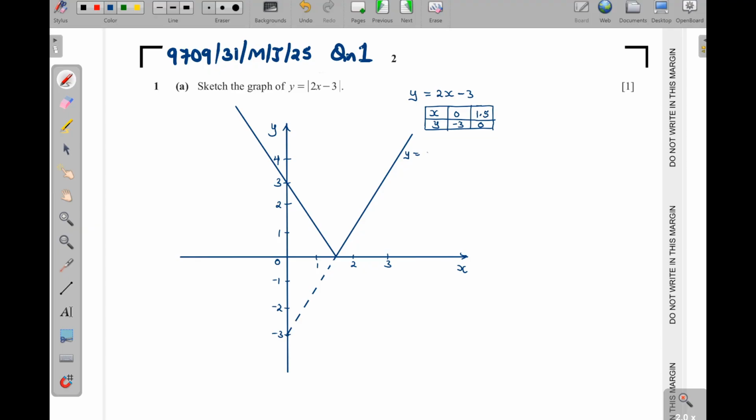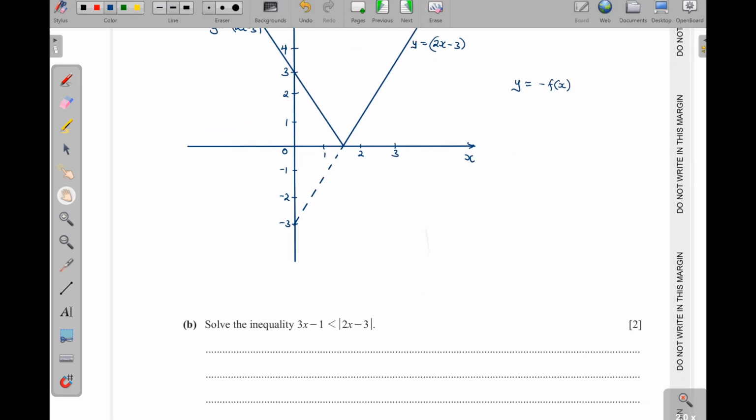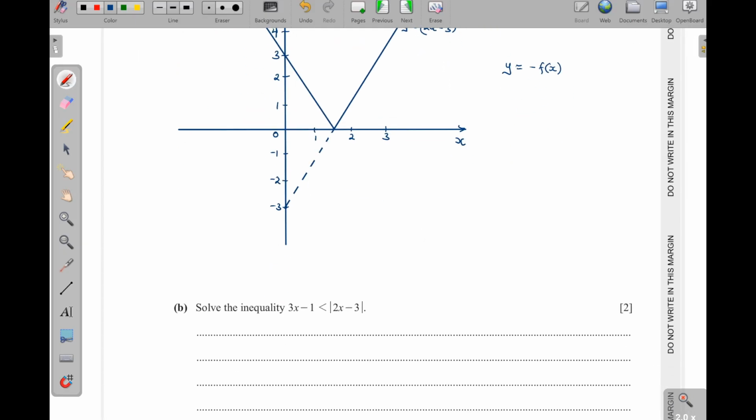It was already positive. Now you know that when you reflect the graph in the x-axis, y becomes a negative. Like y changes the sign. What was negative now becomes the positive. You see that? Okay, so that means this one is y, which is equal to negative of 2x minus 3. So that is that. Then part B, solve the inequality 3x minus 1 less than the modulus of 2x minus 3.